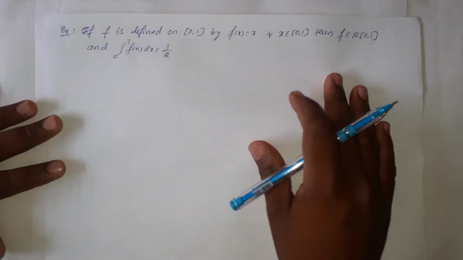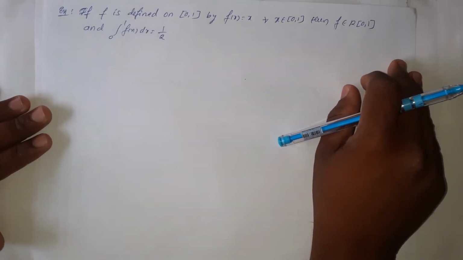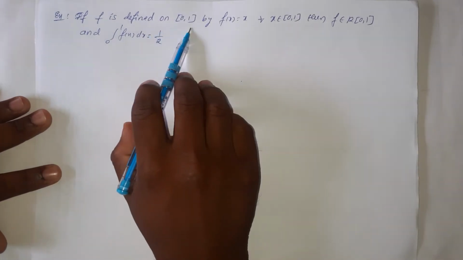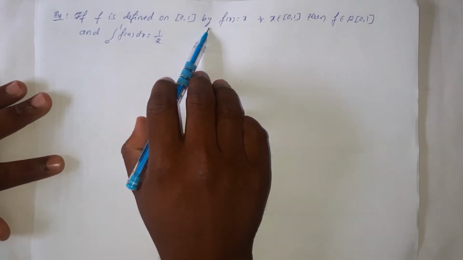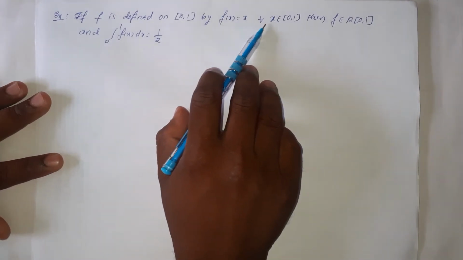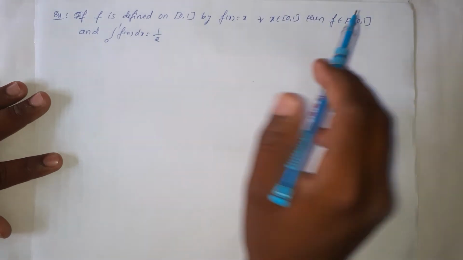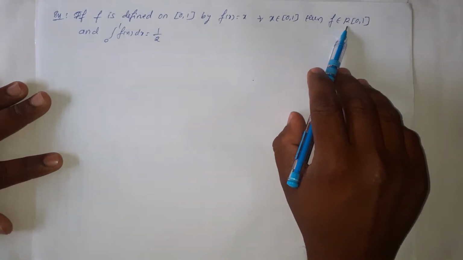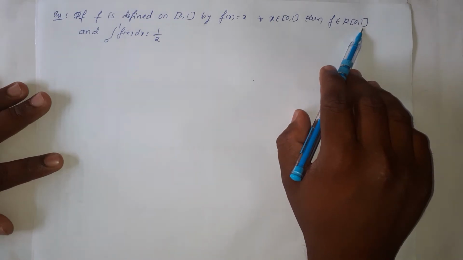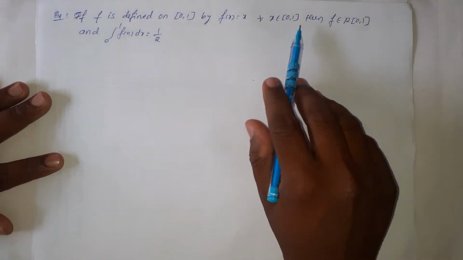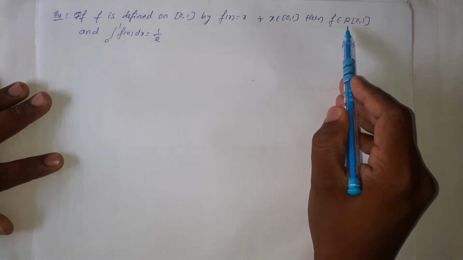So in this class, let us discuss some examples on lower and upper Riemann integrals and also integrable functions. Here is the first example. If f is defined on the closed interval [0, 1] by f(x) = x for all x belonging to the closed interval [0, 1], then f belongs to R[0, 1]. It means that we need to prove that f is R integrable.